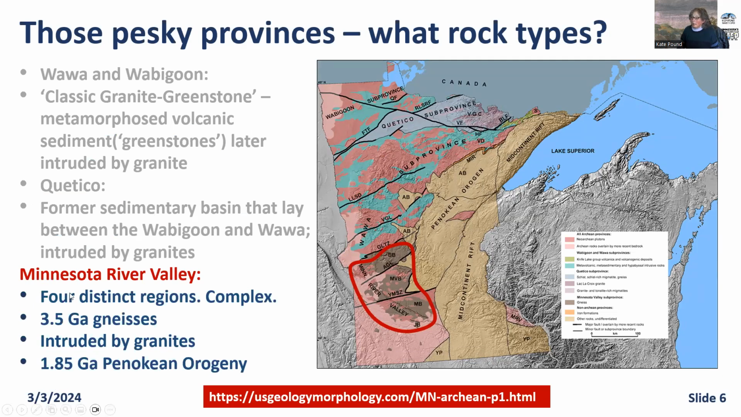And again, there's a really good URL down here that has more explanation. And finally, the fourth province, the Minnesota River Valley province, way down here to the south. Now, this is separated from all the others by a major fault, the Great Lakes Tectonic Zone, GLTZ, here.